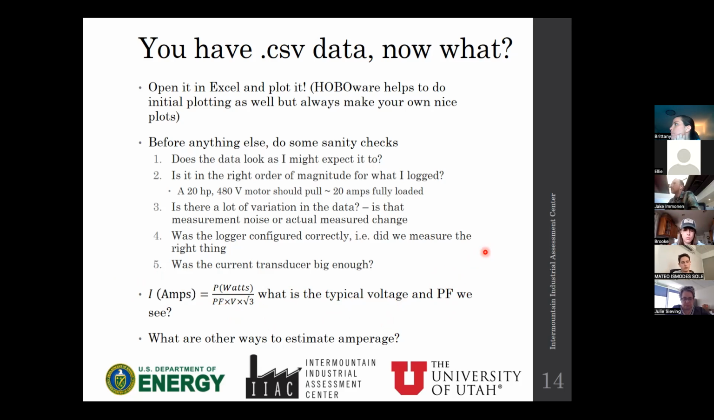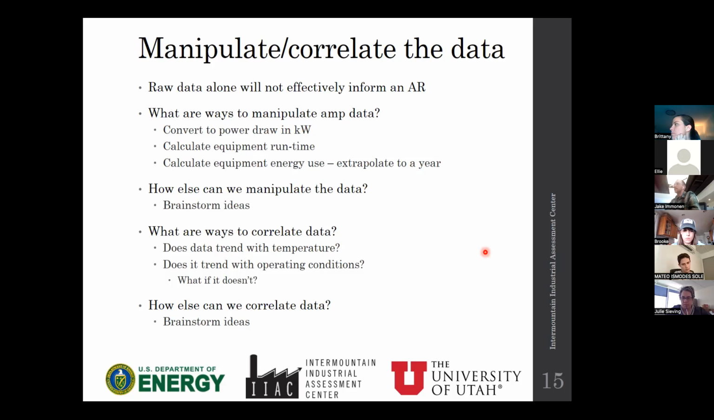Yeah, and it's already 5, so I'll try to wrap up pretty quickly here. Okay, so now we have data, we think it's good. We have it in Excel, we have it plotted, just a quick raw plot. So now I think the next thing is to manipulate and then correlate the data. This is just how I've been thinking about taking data and using it to inform ARs. The data alone is not going to be enough to recommend anything. We have to change it in some way or use it with something else to actually inform an AR.